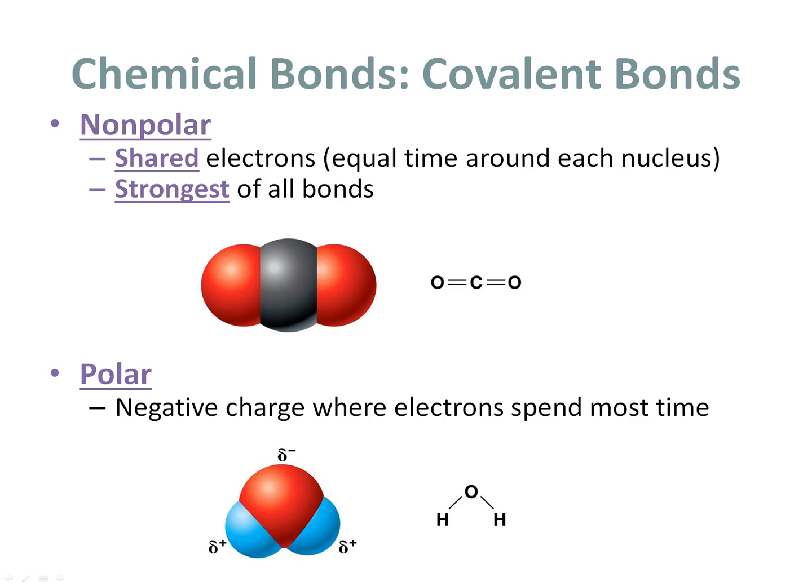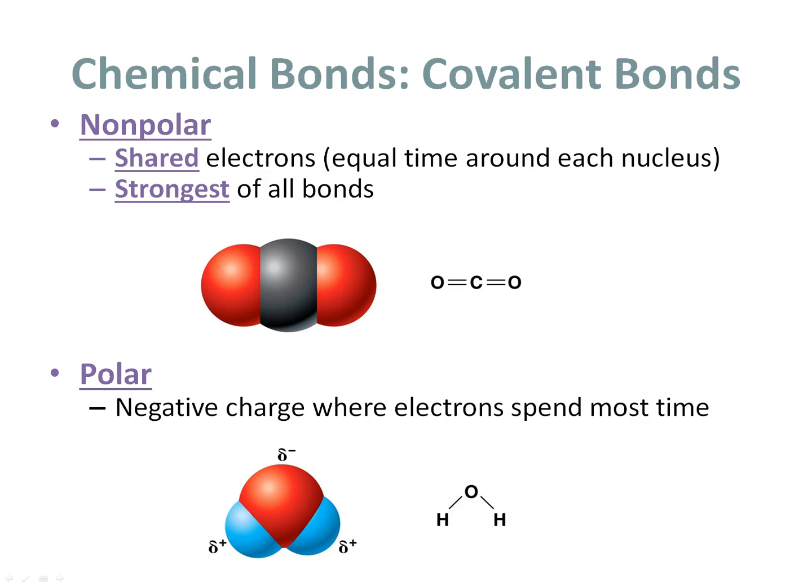Polar covalent bonds are the second strongest. These are when the molecules have covalent bonds, but there's a more negative portion of the molecule and a more positive portion of the molecule. So then where the electrons spend more time ends up being slightly more negative. Water is a great example of a polar covalent bond.